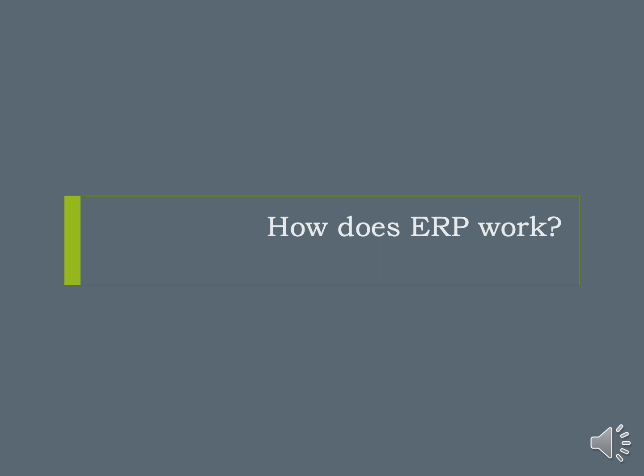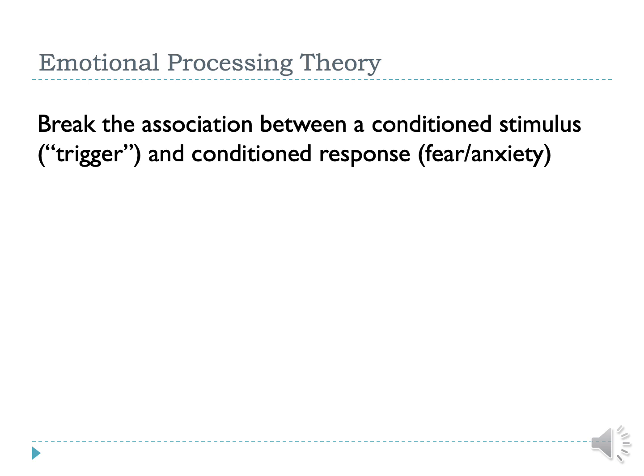So how does this work? How does exposure therapy bring about these changes? The traditional model for thinking about this is called emotional processing theory. And the idea here is that exposure therapy breaks or weakens the connection, the association, between the conditioned stimulus, the trigger, and the conditioned response, the fear and anxiety. If you're inclined to read a famous paper by Edna Foa and Michael Kozak from 1986 in Psychological Bulletin, this is the definitive paper defining this emotional processing theory.